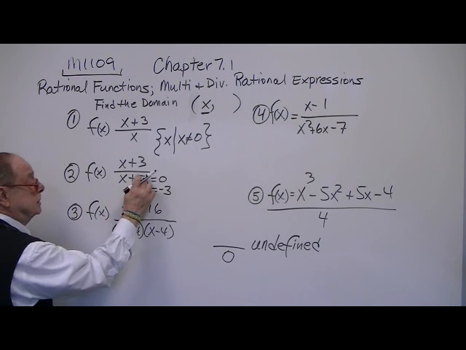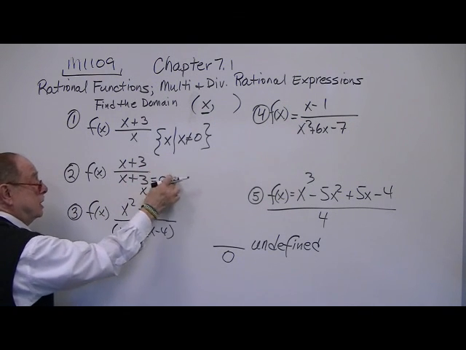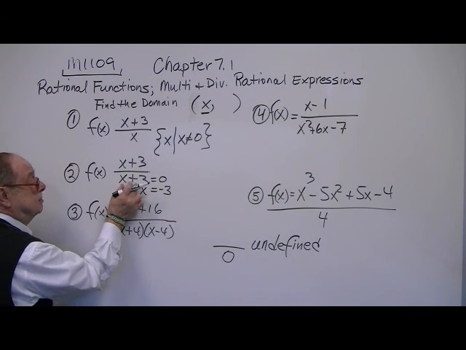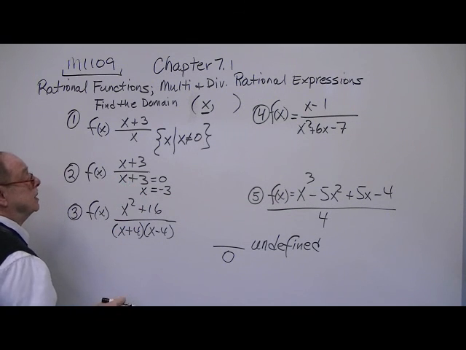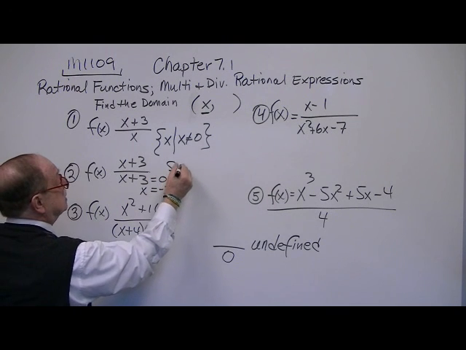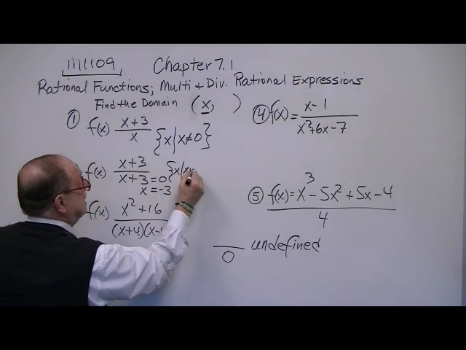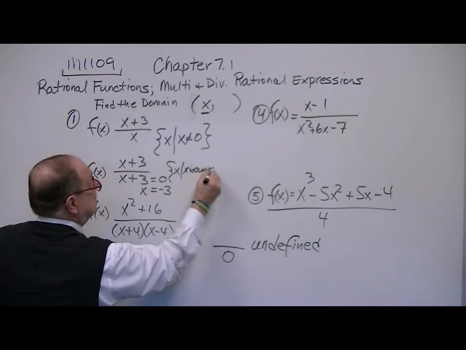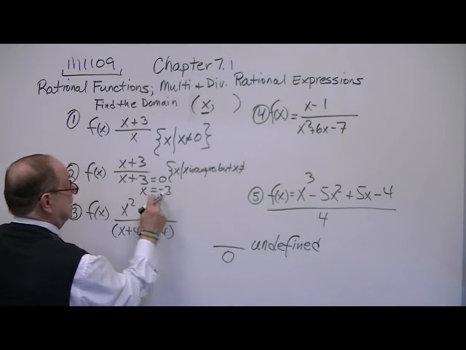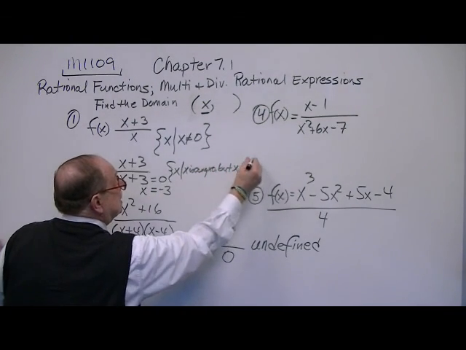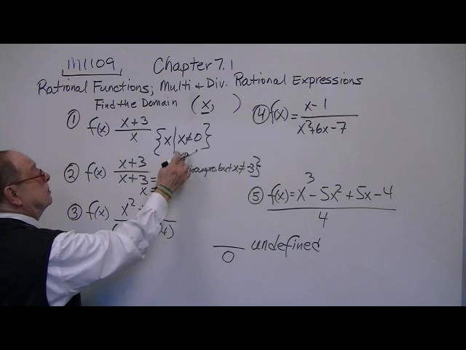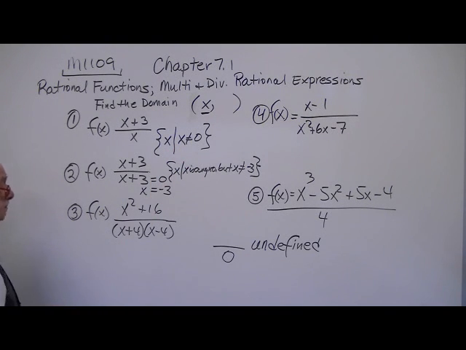That is, if we transpose the 3, if x were a negative 3, that would make this denominator a 0. So once again, it's something like this, and I probably have not written it correctly. X is such that x is any number, but x cannot be a negative 3. That's better. This one probably should be written like this too.